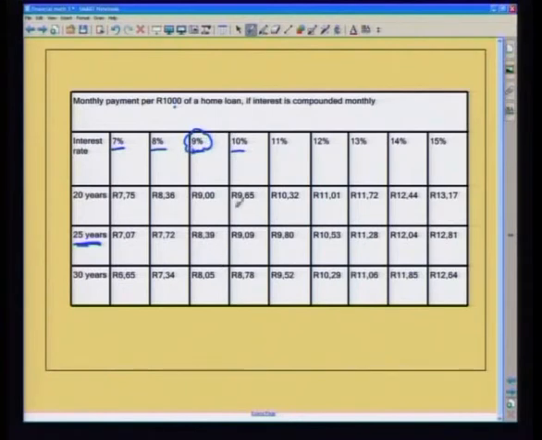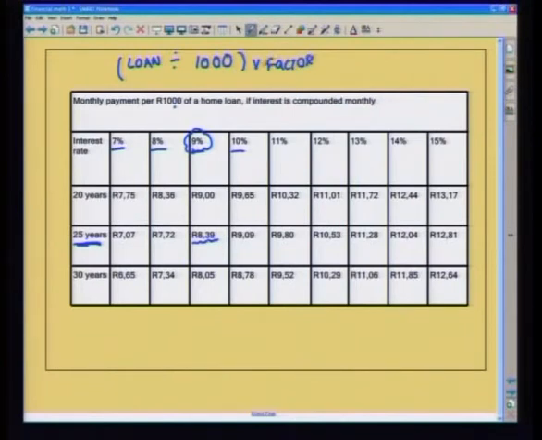That would mean we would have to times by a factor of 8 Rand 39 per 1,000 Rand. So remember, what we would do is take the home loan amount, so we take the loan, divide that by 1,000. We're basically trying to see how many thousands there are in your home loan amounts, and we then times it by this factor.